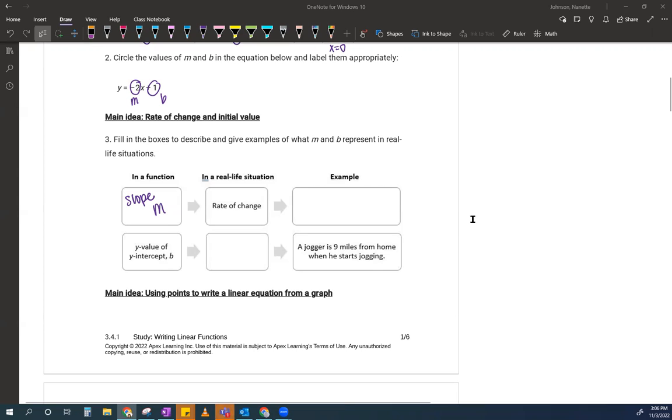So I'm going to use miles per hour. I'm going to use dollars per apple, right? Any of those. So the y-intercept, in a real life situation, is the starting or initial value of y. And so a jogger is 9 miles from home when he starts jogging. So again, the distance there would be 9. So that would be why it's called the initial value.